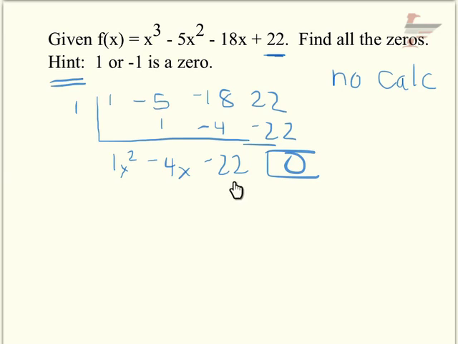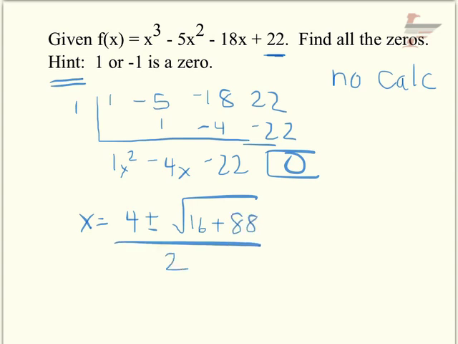And I don't think there are any factors of 22 that would add up to 4. So 11 times 2, nope, that won't work. And obviously 22 and 1 does not work. So I'm going to go ahead and use the quadratic formula. So x equals the opposite of b, plus or minus the square root of b squared minus 4ac, which is really going to be plus 88, all over 2a. And that is the square root of 104.